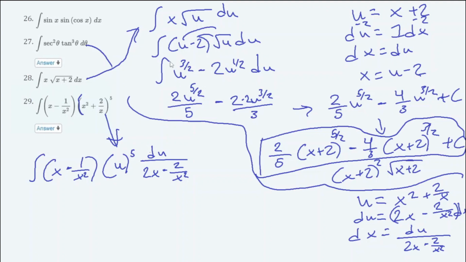Let me rewrite some of the exponents so it's a lot easier to divide everything and then get our final integral. So we're going to have the integral of x minus x to the negative 2 power, because it's in the denominator of this. And you'll see why it's a lot easier to write it out this way. And that's going to still be multiplied by u to the 5th power. And that's going to be multiplied by du over 2x minus 2x to the negative 2 power.